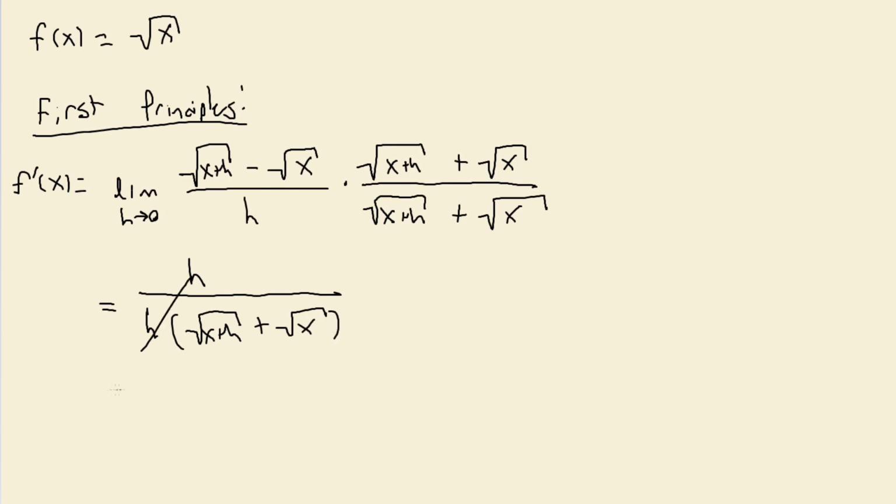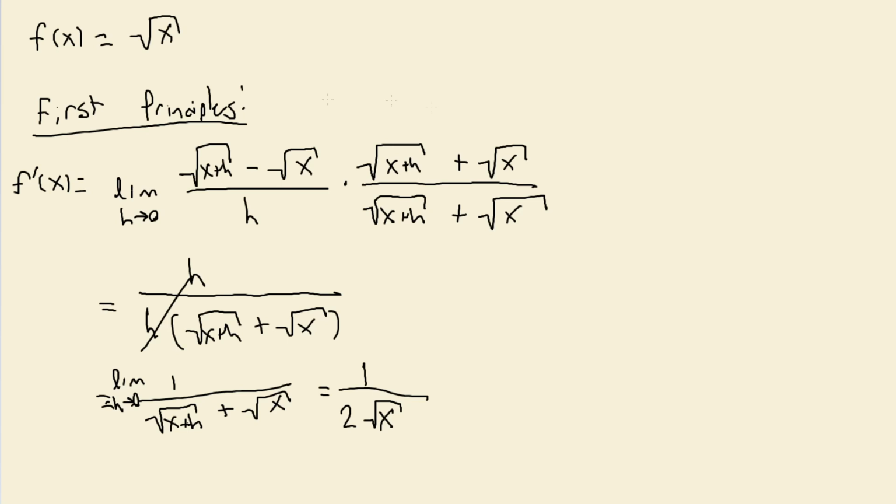These h's would cancel. We'd be left with 1 over the square root of x plus h plus the square root of x. Forgetting this, but we'd have the limit as h approaches 0. And now we don't have this problem in our denominator that we had in the original derivative definition. We don't have this divide by 0 error. Now we could just plug in 0 here. The limit as h approaches 0 here would be 1 over the square root of x plus the square root of x, which is just equal to 1 over 2 times the square root of x.